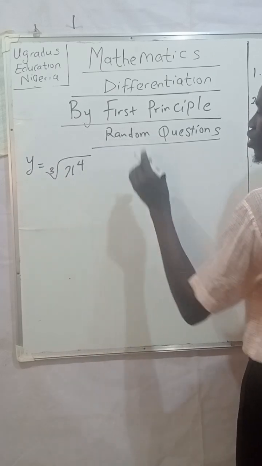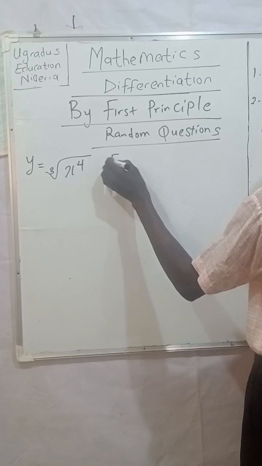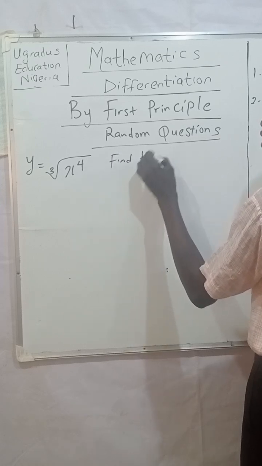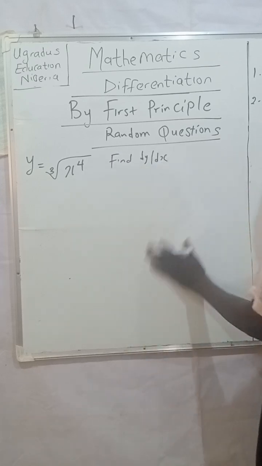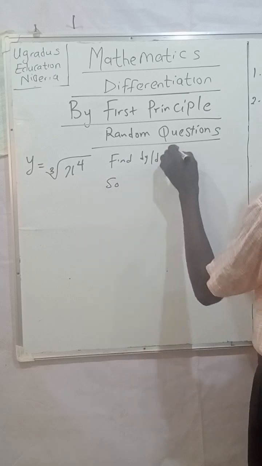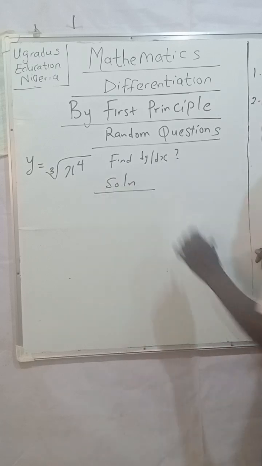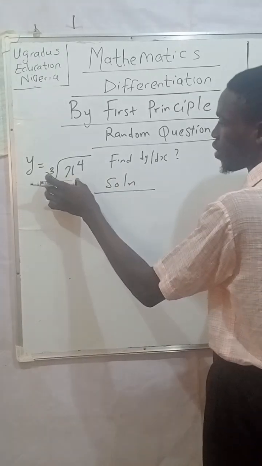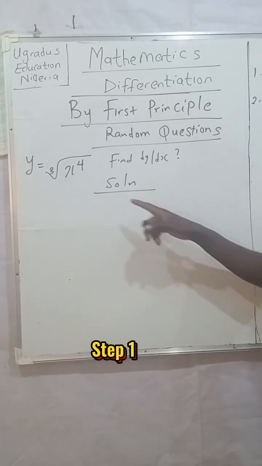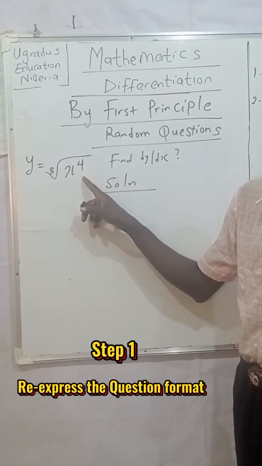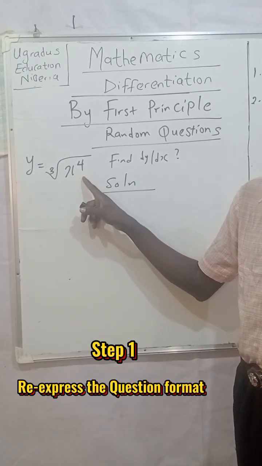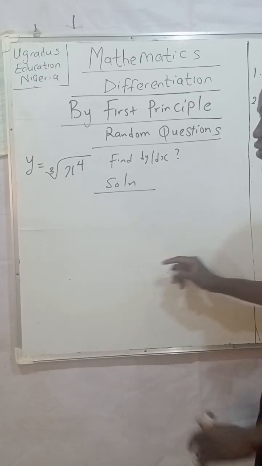raised to the power of 4. What if they give you this and they say find dy/dx? So how do you do it? That's the question. Very simple. No, I told you this format is not correct. For you to use first principle, you must re-express, because first principle requires power. You need power. Very simple.